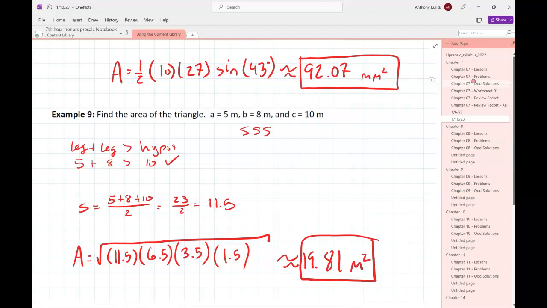So that's the point of Heron's formula. It allows you to solve an area problem like this directly without having to muck around finding an angle, which you could do if you wanted. You could do law of cosines, find an angle, and then use the first formula. But this is faster, I think.